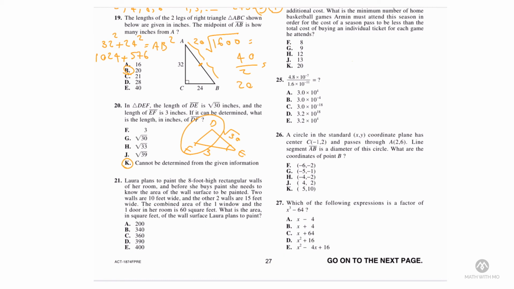Alright? 21. Laura plans to paint an 8-foot high rectangular wall of her room, and before she buys paint, she needs to know the area of the wall surface to be painted. Two walls are 10 feet wide, and the other two walls are 15 feet wide. The combined area of the one window and the one door in her room is 60 square feet. What is the area in square feet of the wall surface Laura plans to paint?